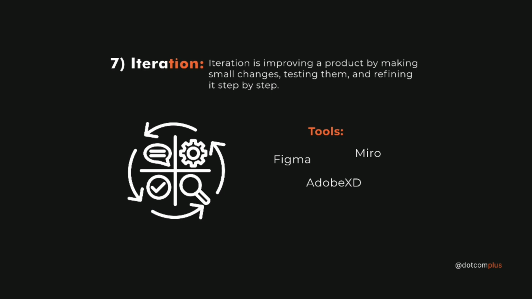The seventh step is iteration. It means improving a product by making small changes, testing them, and refining it step by step, changing again and again to make it perfect. Tools like Figma, Miro, or Adobe XD are used for this process.